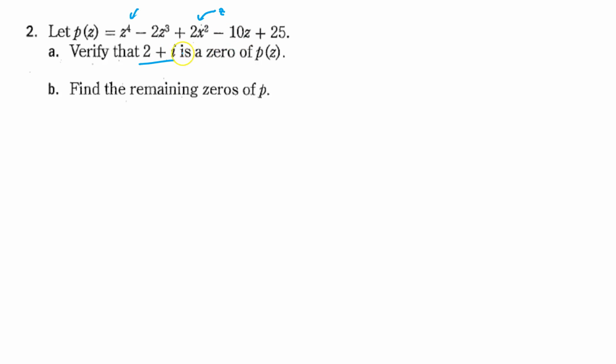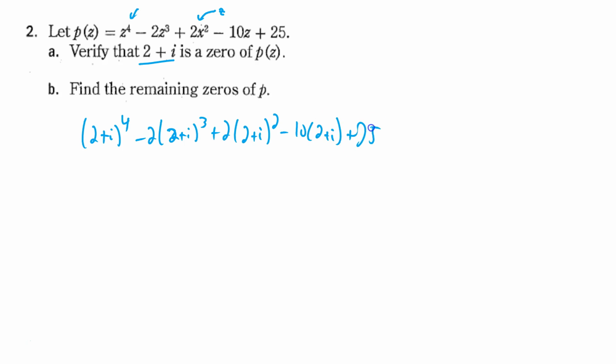So let's take a look here. We're going to try 2 plus i and see if it's a 0. I'm going to use this whole slide to do that. On the next one, I'll do part B. So z to the fourth, so that would be 2 plus i to the fourth power, minus 2z cubed, 2 times 2 plus i to the third power, plus 2 times 2 plus i squared, minus 10 times 2 plus i, plus 25. So this is a really good review in multiplying complex numbers together, because we're going to have to do a lot of expanding here. So I'm going to use building blocks here. So we have 2 plus i, and I'm going to do 2 plus i squared right here.